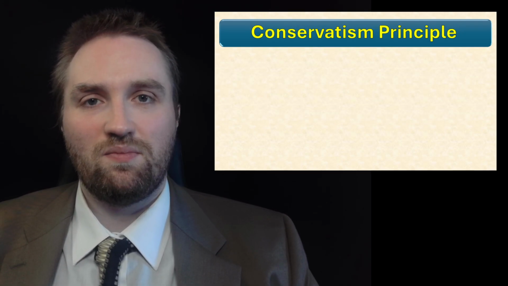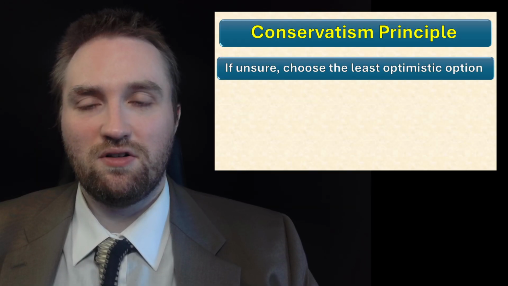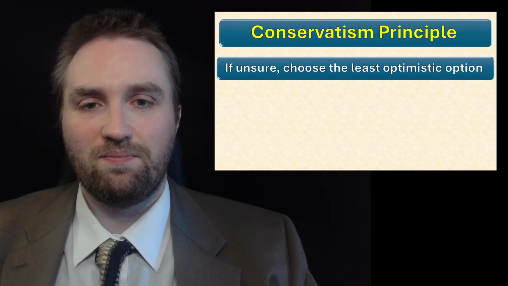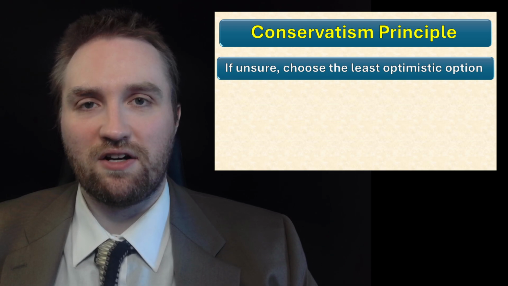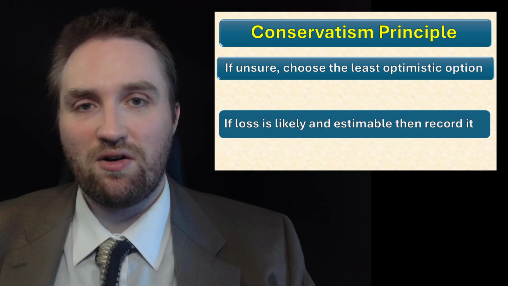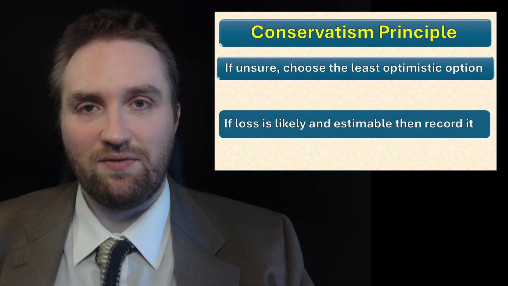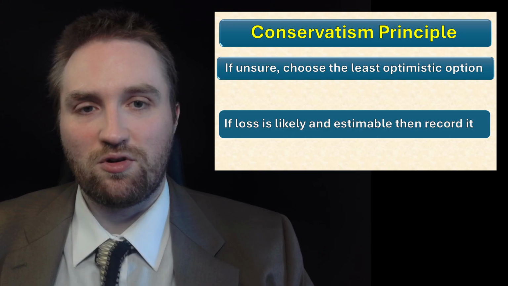Principle number 5, the conservatism principle. The conservatism principle states that if you're not sure, choose the least optimistic option. In other words, always err on the side of caution. For example, if we look at the lawsuit from the full disclosure principle example, after we've disclosed the lawsuit, if the business is likely to lose and that loss amount can be calculated, the conservatism principle states that the least optimistic of these equally likely outcomes should be recorded.